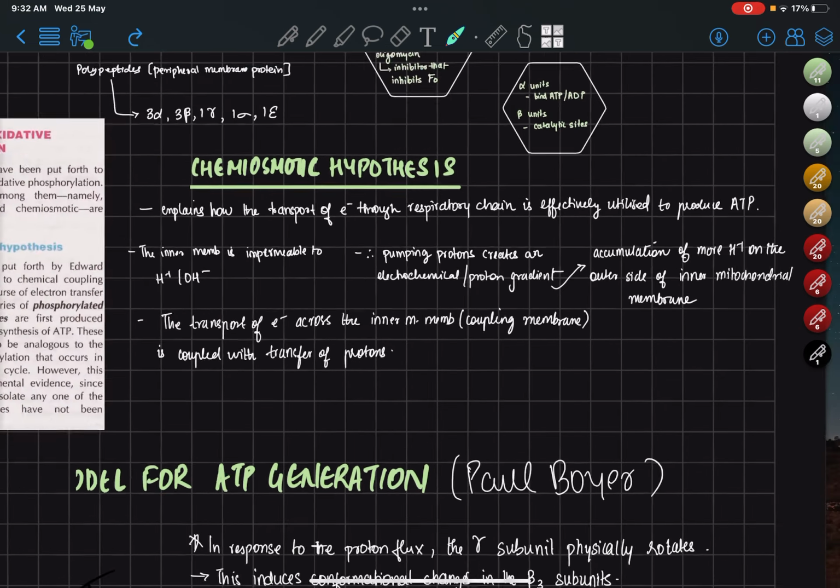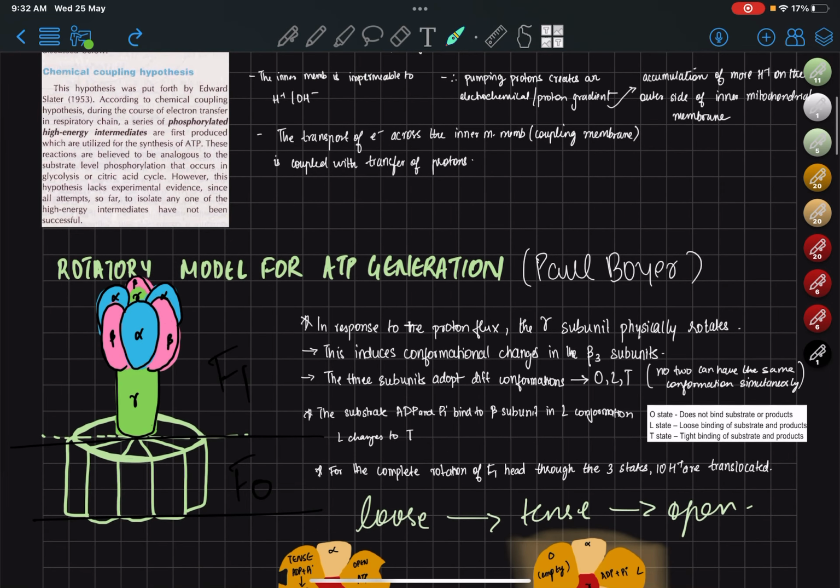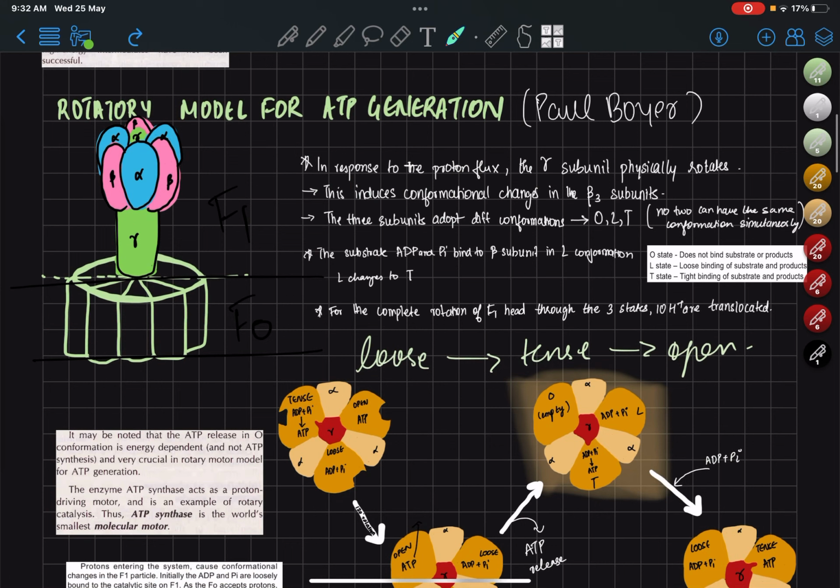The ATP synthase basically allows the diffusion of H plus down the electrochemical gradient, that is, through the F naught, which causes the conformational change and eventually the synthesis of ATP, and that's what we're going to discuss. To explain that, Paul Boyer gave the rotatory model for ATP generation.